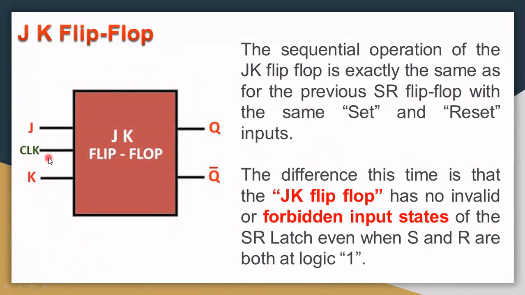This is a block diagram of JK flip-flop in which we have two inputs J and K. Of course, there is a clock input, and two outputs similar to SR flip-flop, Q and Q dash. The advantage of JK flip-flop over SR flip-flop is that it has no invalid or forbidden input state. As we know, when S is equal to R is equal to 1, we have a forbidden state in SR flip-flop. We can avoid this forbidden state in JK flip-flop.